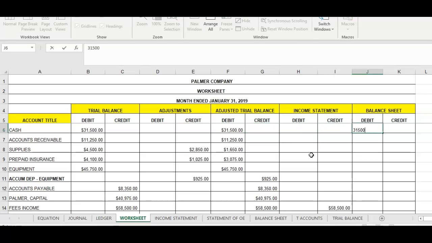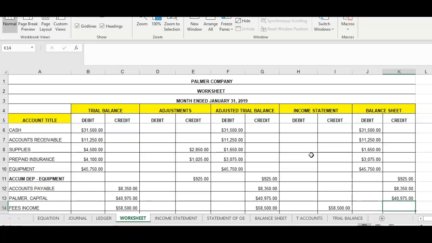So we've got cash, accounts receivable, supplies, prepaid insurance, equipment. We have the contra asset account accumulated depreciation for the 925. We have accounts payable. We have Palmer's capital. We have fees income. Nope, no fees income. Make sure you're paying attention.